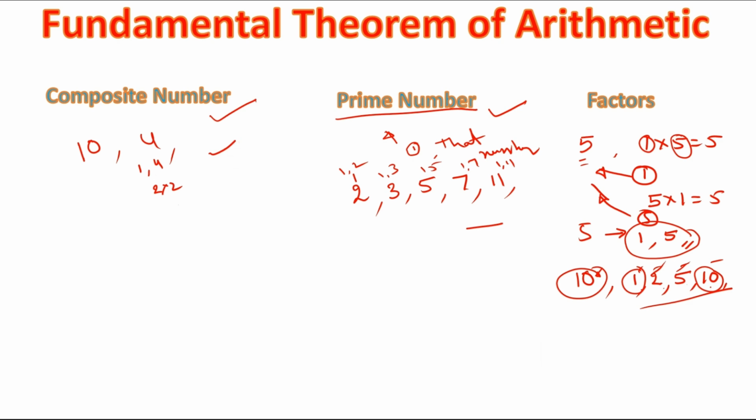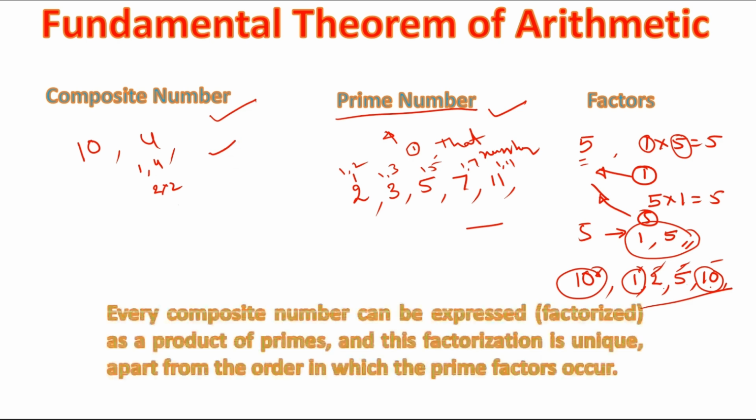Now we will see the definition of the fundamental theorem of arithmetic. Every composite number can be expressed as a product of prime numbers. So any composite number can be expressed in the form of a product of prime numbers. This factorization is unique, apart from the order in which the prime factors occur.